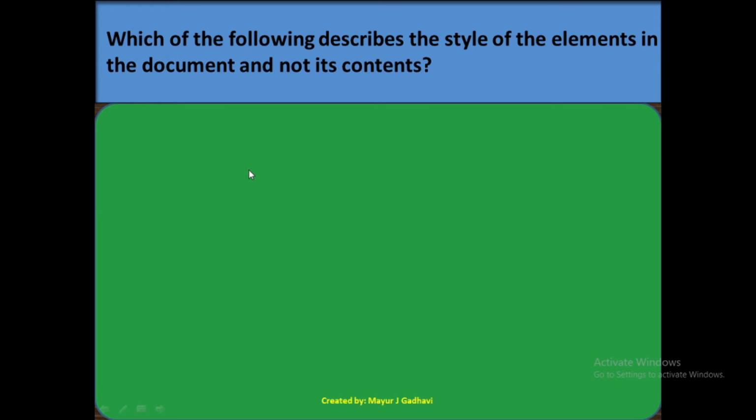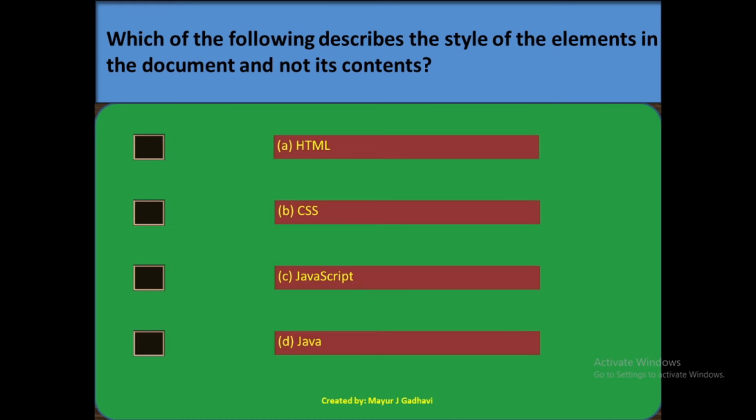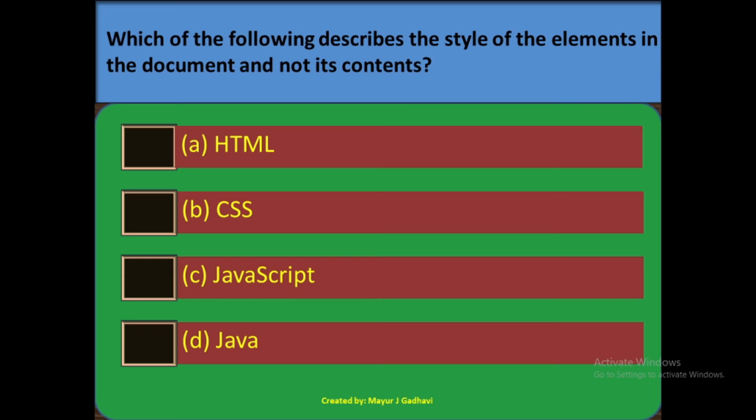The next question, which of the following describes the style of the elements in the document and not its contents? So describe the style. Options are HTML, CSS, JavaScript, and Java. Well, for style, the answer is CSS.